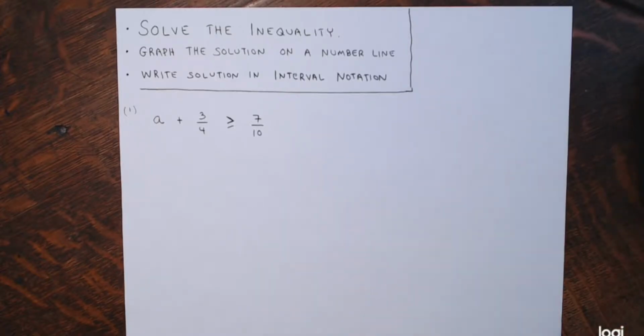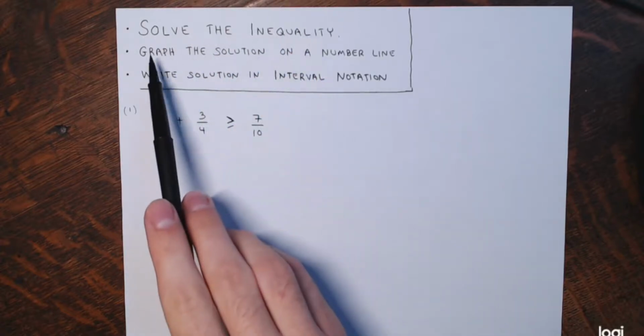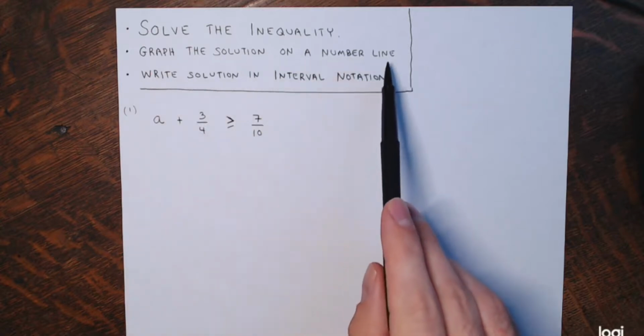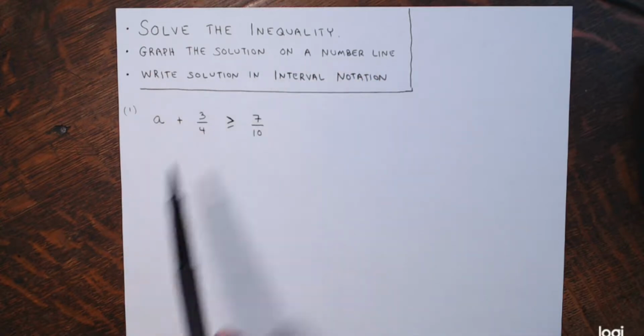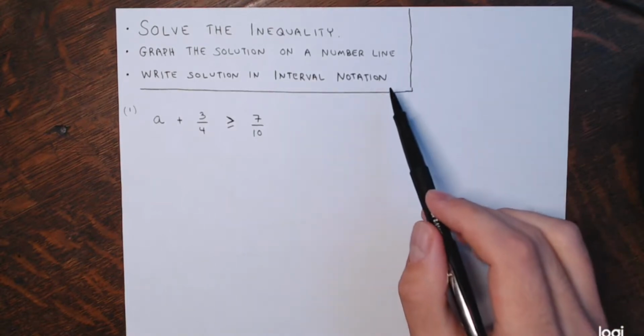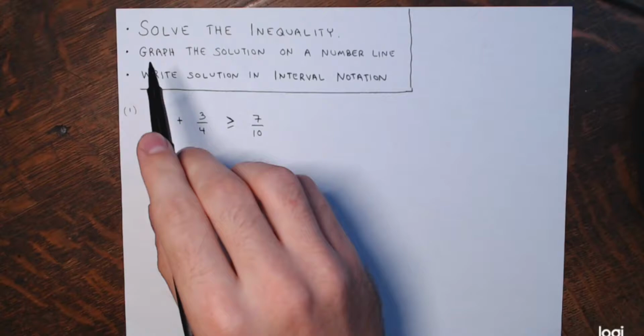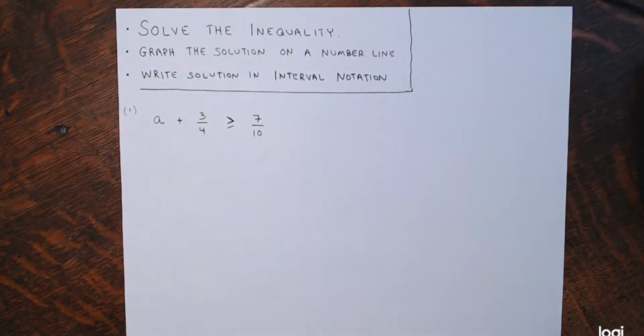So again, the instructions are solve the inequality, graph the solution on a number line, and write the solution in interval notation. The graphing and writing in interval notation, I've done that in a previous video, and hopefully you've seen that. So the goal is, solving a linear inequality is just like solving a linear equation. The goal is to get the variable, the unknown, alone on one side of the equation, or inequality in this case.